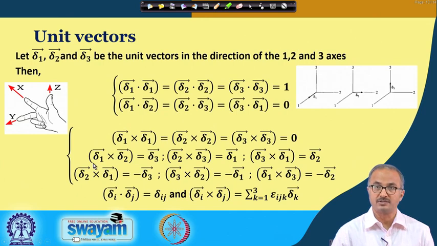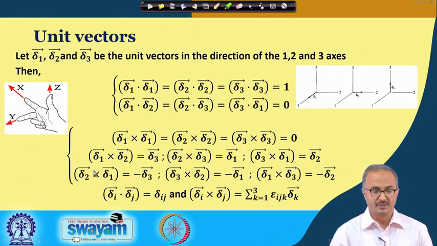So delta 1 cross delta 2 gives plus delta 3, delta 3 cross delta 1 gives delta 2. And if you change the order, you simply get the negative values. So you can see that the order of placing these unit vectors is important. And now you can see that delta i dot delta j is called delta ij, and delta i cross delta j is given by the permutation symbol.